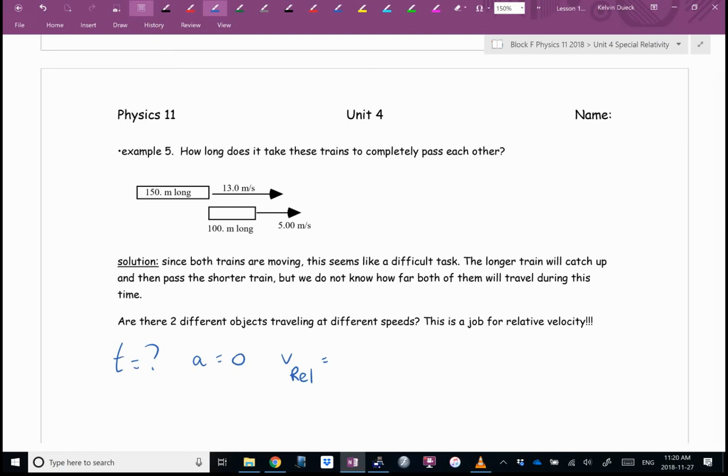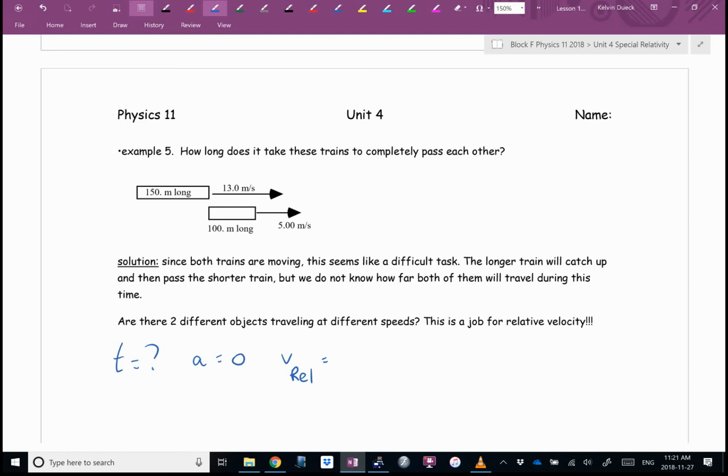What's the relative speed? One train is traveling to the right at 13 meters per second. One train is traveling to the right at 5 meters per second. What's their relative speed? 8. What if they were heading towards each other? What would the relative speed be? Not 8, but 18. What if they're heading away from each other? Also 18, because they're getting apart fast or they're coming towards each other fast.